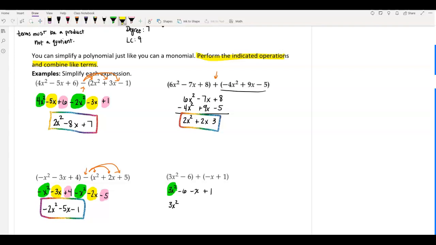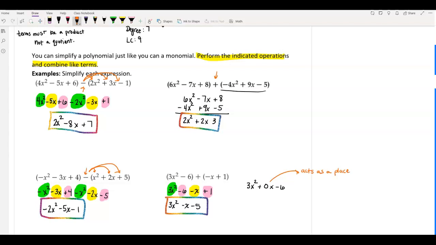All right. X's with x's. Remember, we have to do standard form. And then constants with constants. So we have 3x squared minus x minus 5. Now, if I were to have done this vertically, my first set would be 3x squared plus 0x minus 6. And that 0x acts as a placeholder.